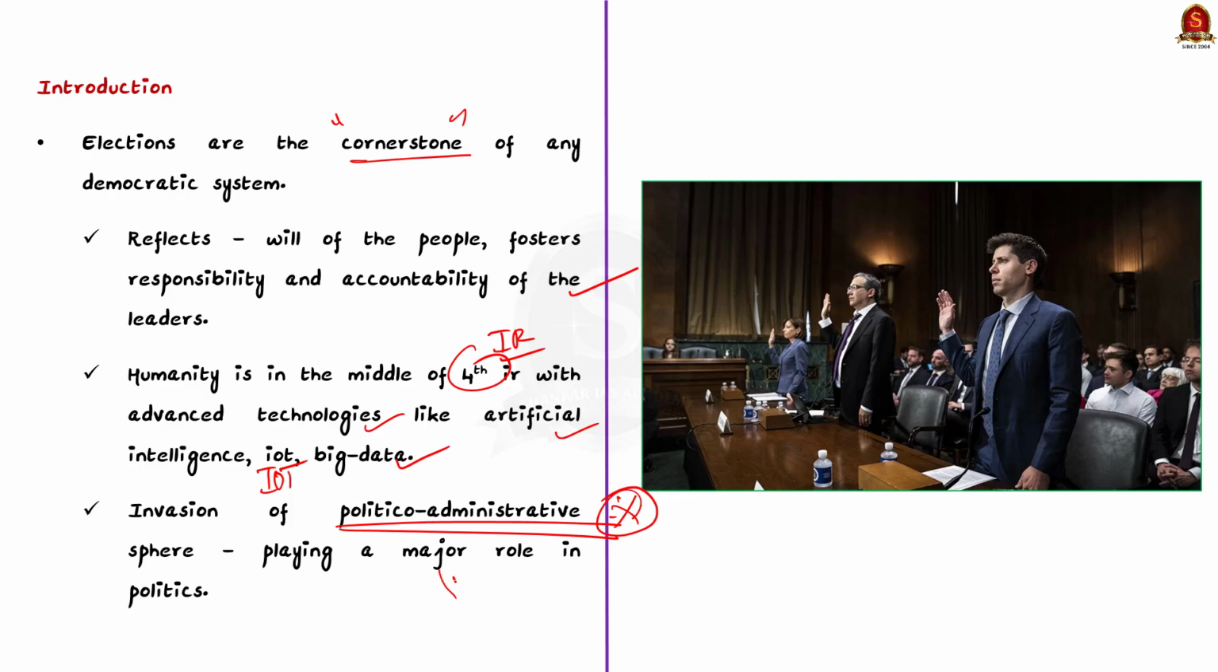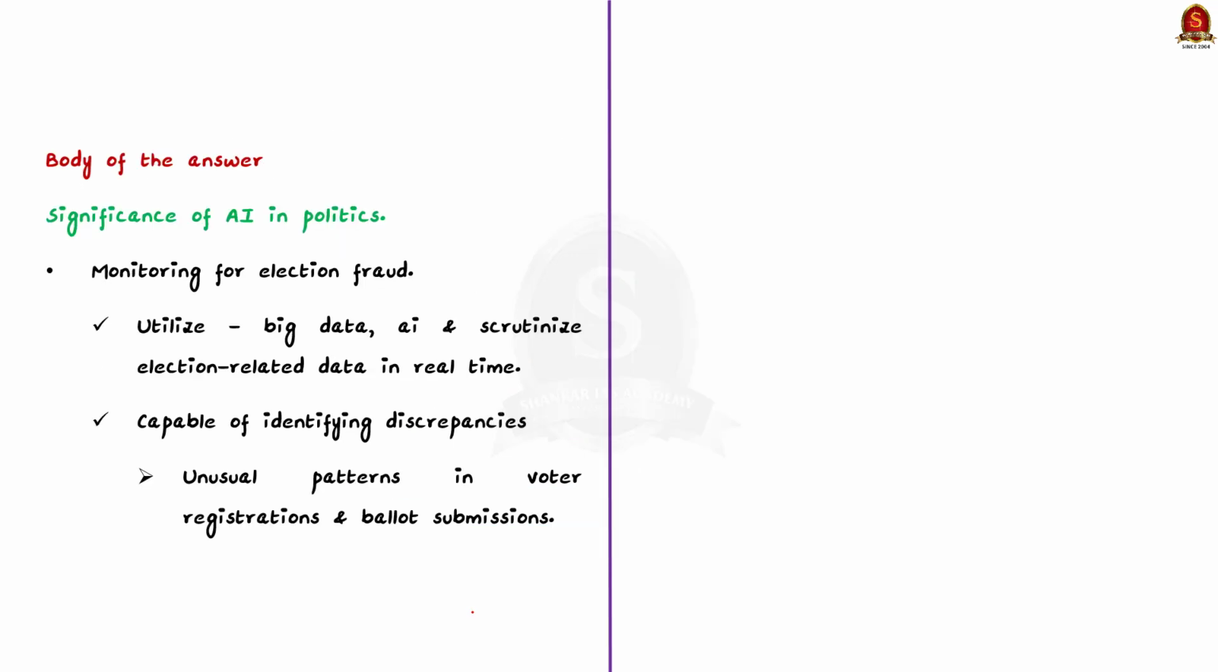Now talking about the main body of the answer, in the first part, we shall talk about the significance of AI in politics. The first and foremost reason is monitoring for election frauds. Utilizing big data, AI can scrutinize election-related data in real time and detect any signs of fraudulent activities. Know that it is capable of identifying discrepancies like unusual patterns in voter registrations and ballot submissions, which are very crucial for maintaining the integrity of the elections.